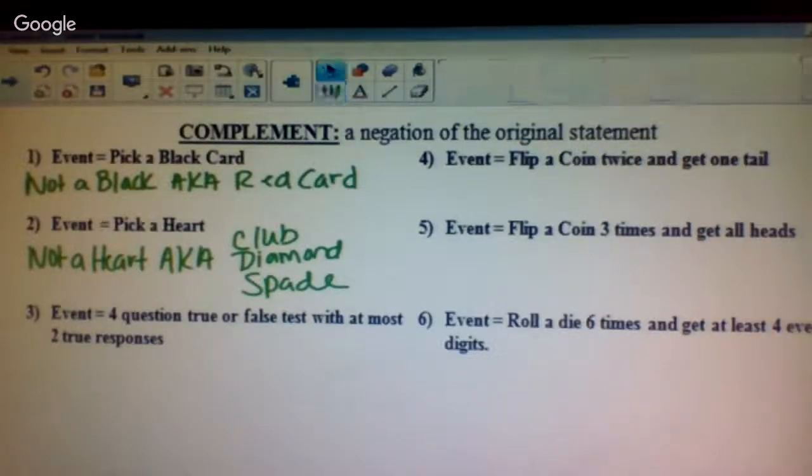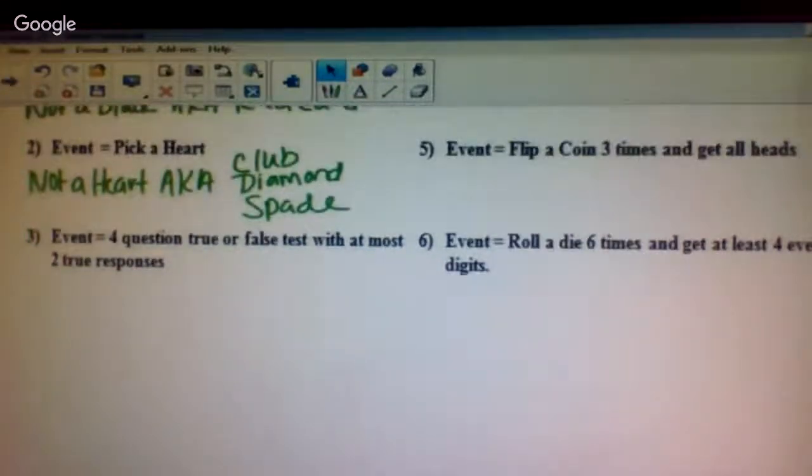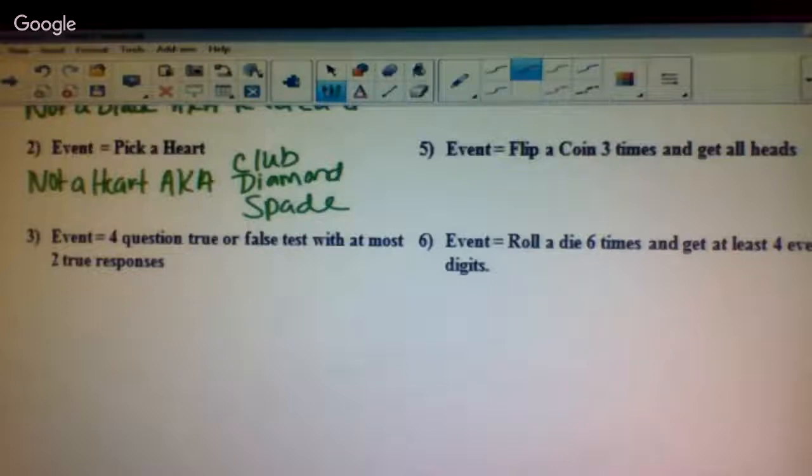Okay. Number 3. Your event is a 4-question true or false test with at most 2 true. What do the words at most 2 true mean? Yeah, there's no more than 2. There's no more than 2.